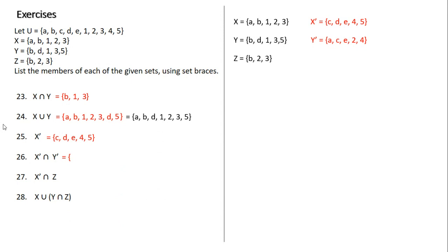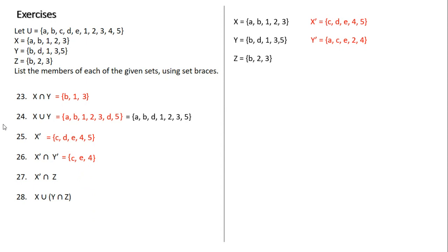Oh, this one's a little bit more challenging. It says X prime, or not the values in X, with the intersection of not the values in Y. I guess that's why he did that extra work, right? So we're going to look at X prime, which is C, D, E, 4, 5, and Y prime, which is A, C, E, 2, 4. And we only want to look at the values that they share. So the only values that they share are C, E, and 4.